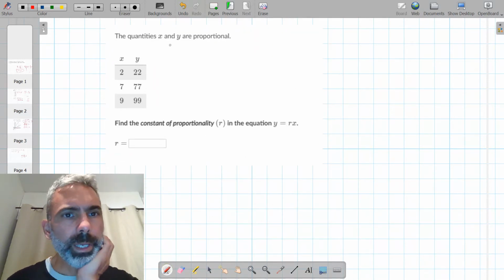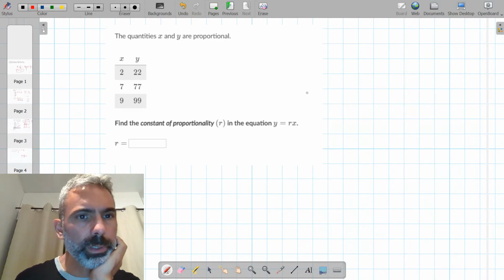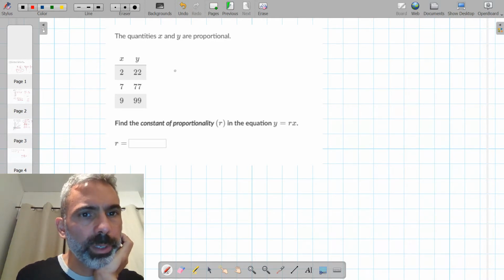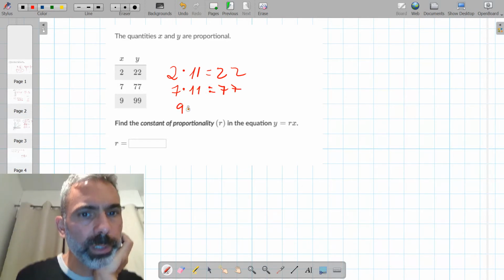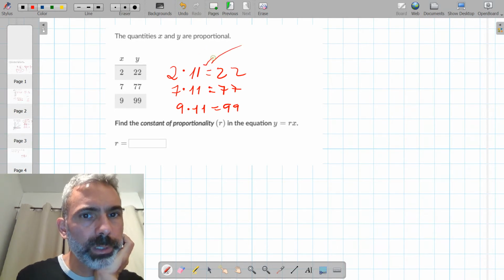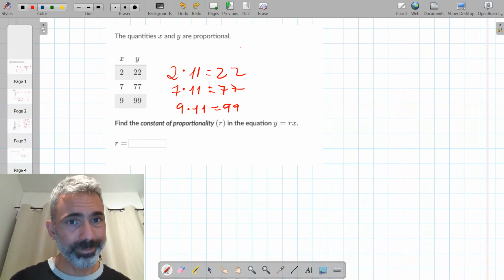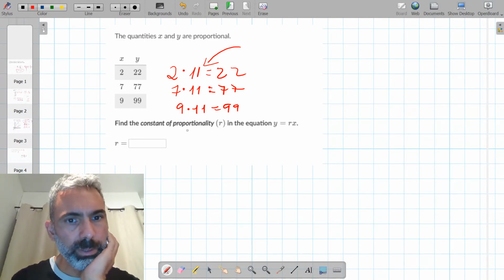The quantities x and y are proportional. Okay, so we see that to go from x to y, we need to multiply. 2 times 11 equals 22, 7 times 11 equals 77, and 9 times 11 equals 99. So the constant of proportionality is 11.